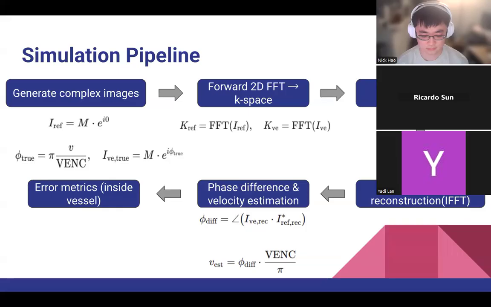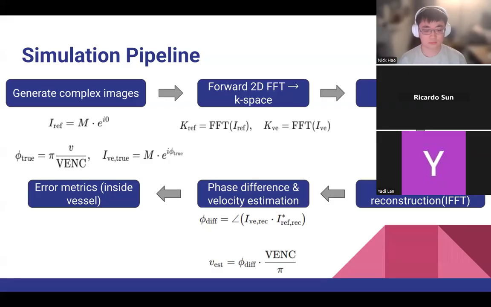Next, we transform these images into the frequency domain using a forward 2D FFT. This produces the k-space data for both the reference, k-reference, and velocity encoded signals. In the k-space domain, we then add noise and apply undersampling patterns to simulate realistic data acquisition limits. Following the pipeline down, we perform image reconstruction using the inverse FFT to get back to the image domain. Then, we calculate the phase difference and the velocity estimation.